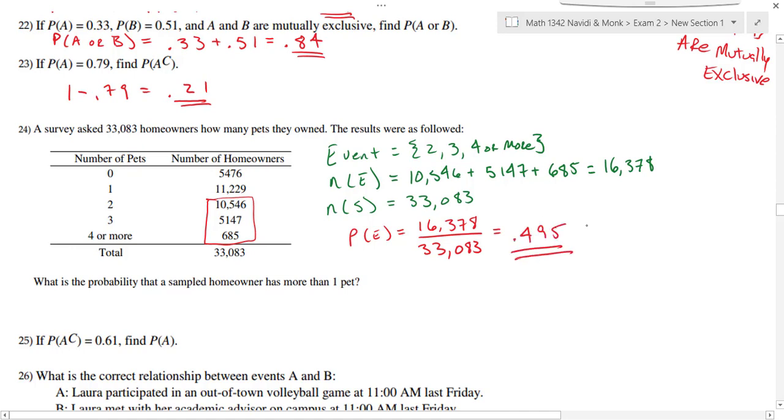So almost half of the homeowners have more than one pet. I don't include the 1 because 1 is not more than 1. I don't include the 0 because 0 is not more than 1. These three numbers here represented more than 1.